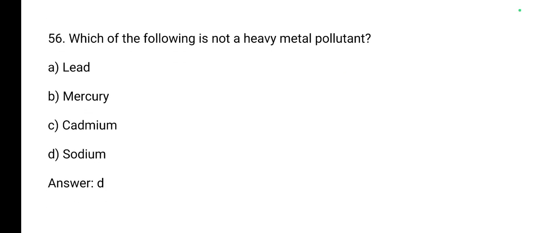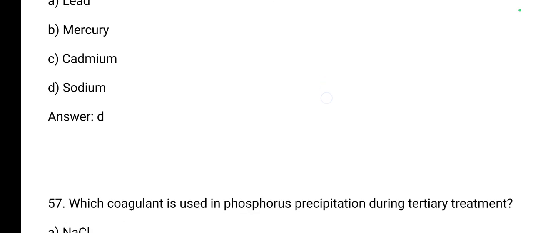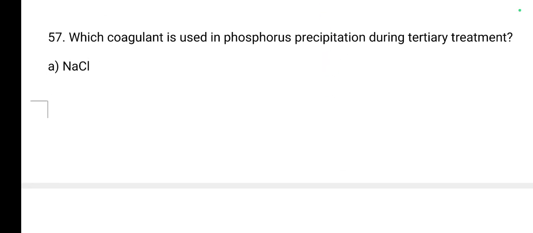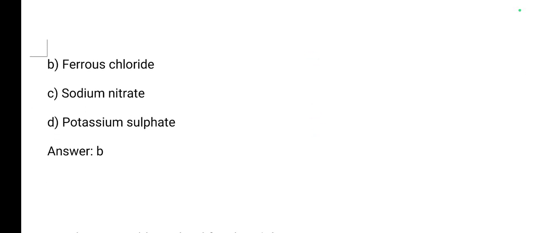Which of the following is not a heavy metal pollutant? So the option will be sodium. Which coagulant is used in phosphorus precipitation during tertiary treatment? So the correct answer will be ferrous chloride.